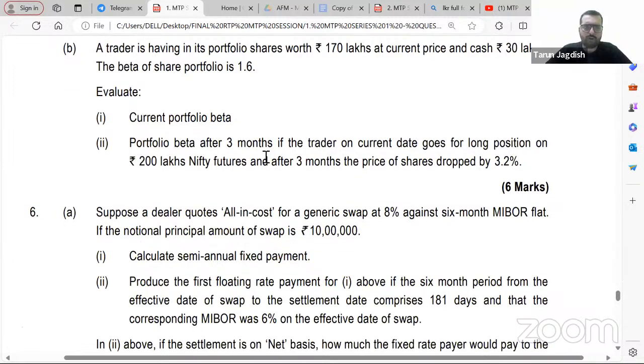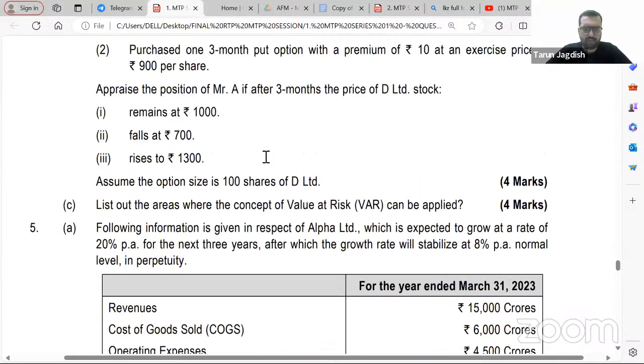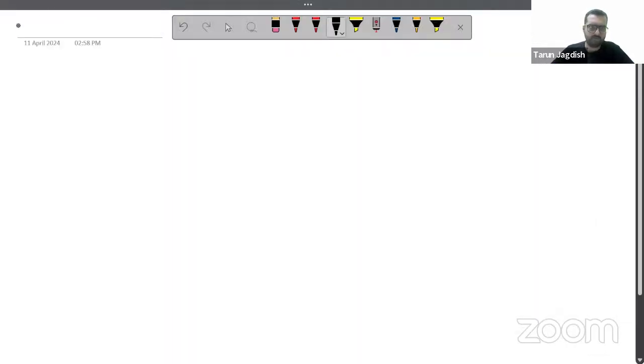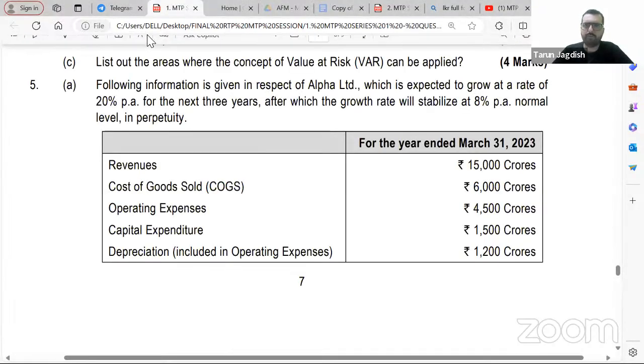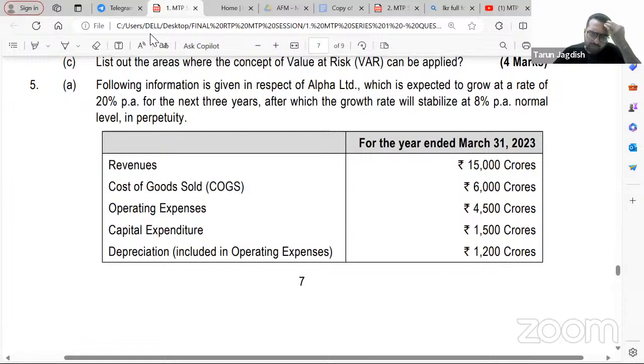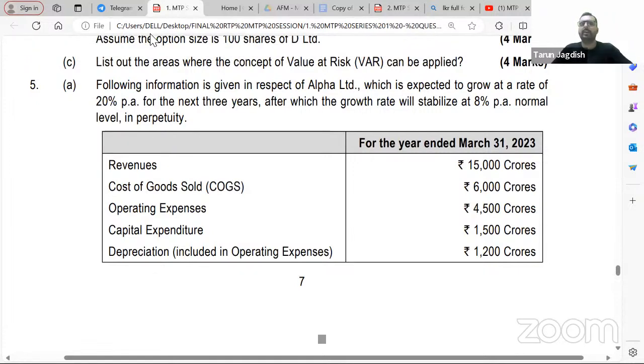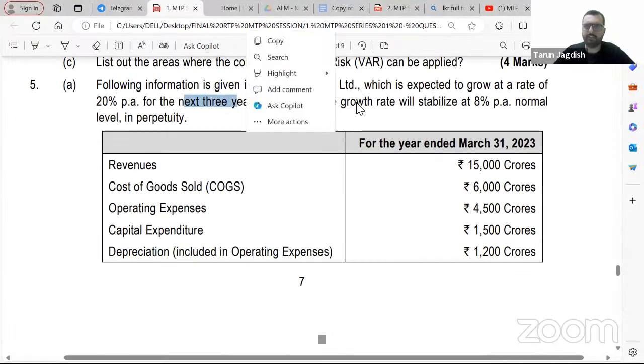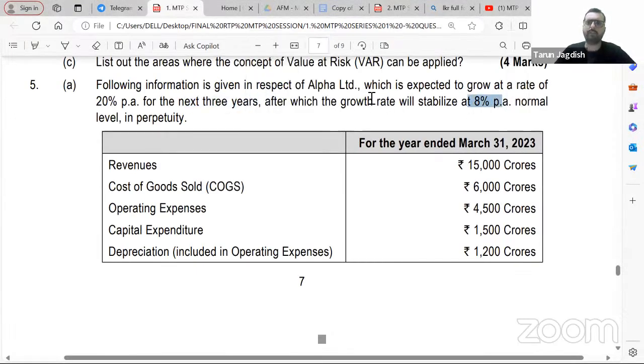Question 5 is a question on business valuation. Okay, let's do this question now. Question 5A. Following information is given in respect of Alpha, which is expected to grow at a rate of 20% for the next 3 years, after which the growth will stabilize at 8%. Revenue is given. Cost of goods sold is given.